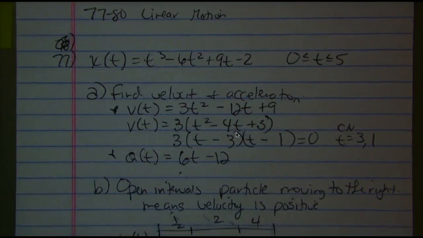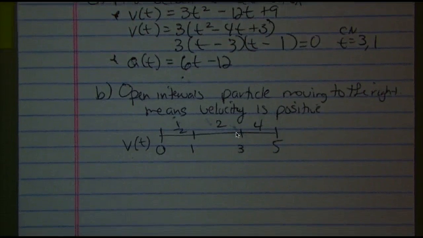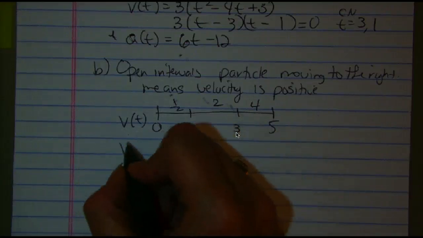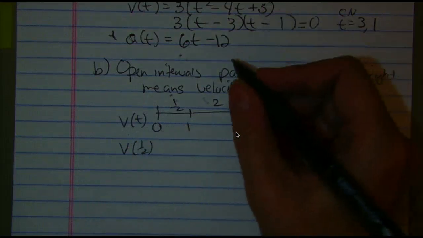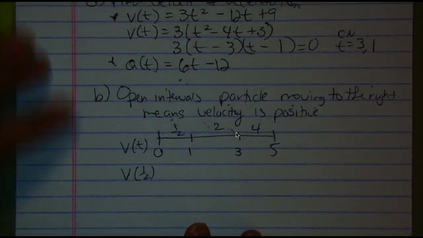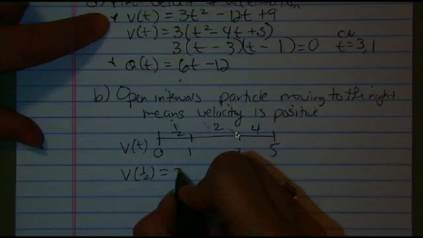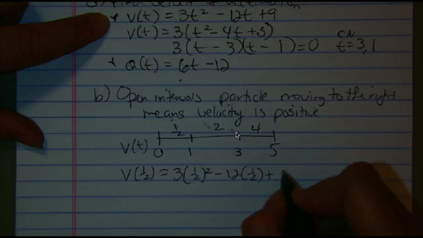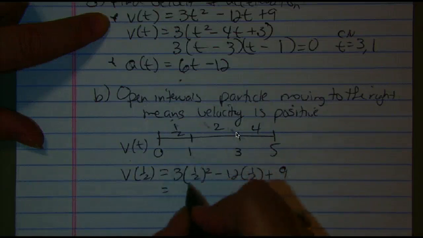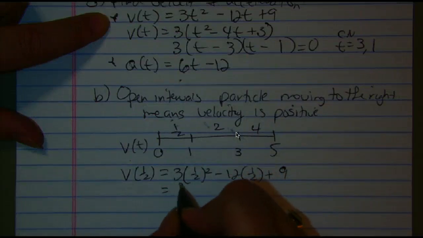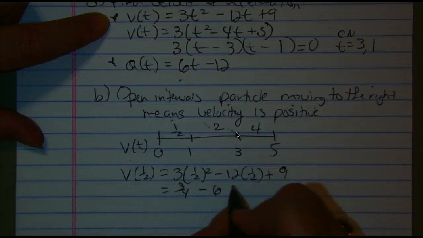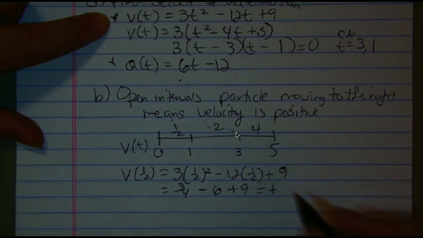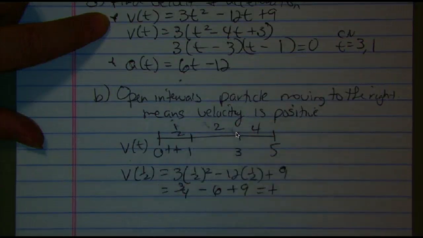And so wherever it's positive, oops, sorry about that, wherever it's positive, the particle is moving to the right. So let's see, velocity of 1/2. Let's see, my velocity equation. I just lost it. There it is. It's back on the screen. Is 3(1/2) squared minus 12(1/2) plus 9. So that will produce 3/4 minus 6 plus 9. And so it looks like it's going to be mostly positive. So I'm going to put positive in there.